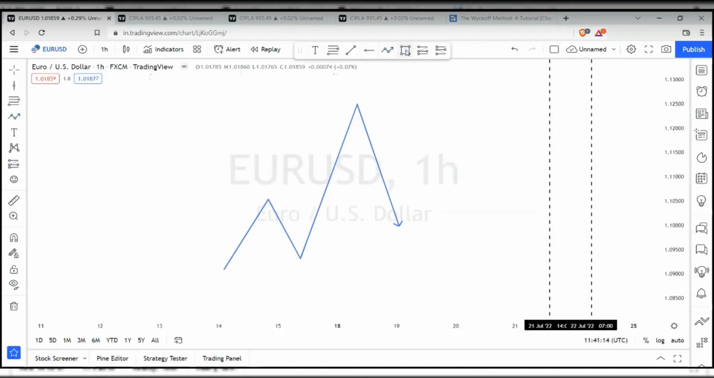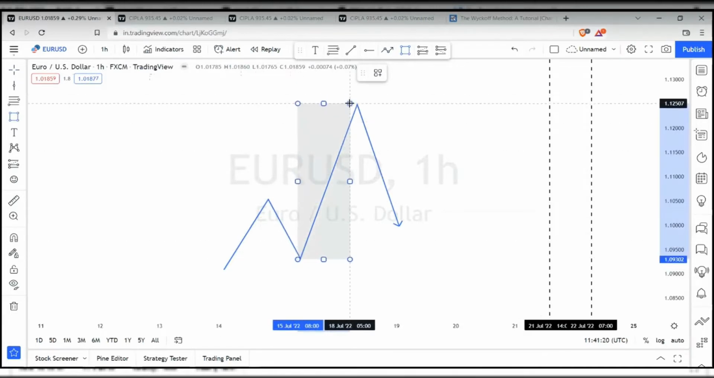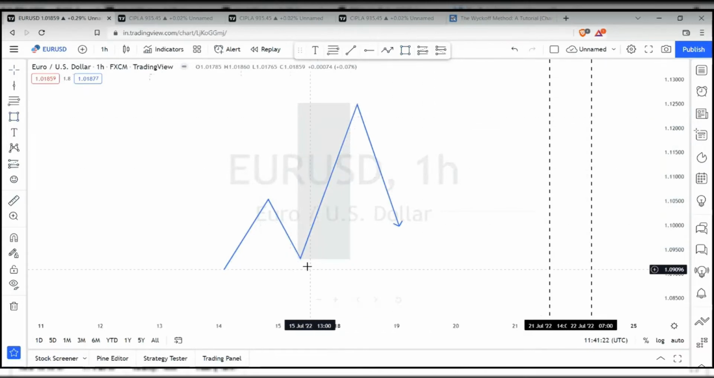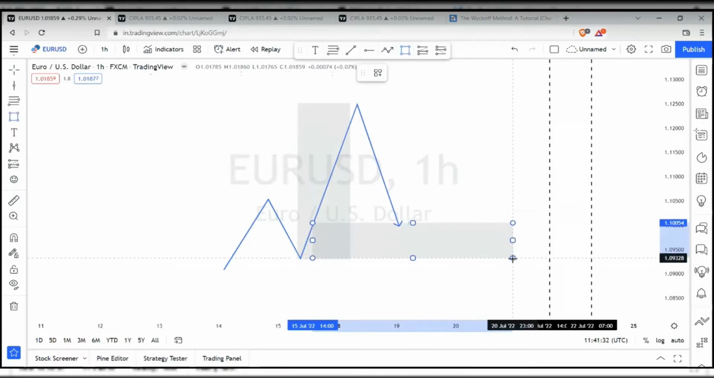the moment it breaks, where the break came from here, and where is the high here. So this is our first box. Three box method, okay? This is our first box. Where is the second box? Second box is your demand zone. Where is your demand zone? That is your second box.